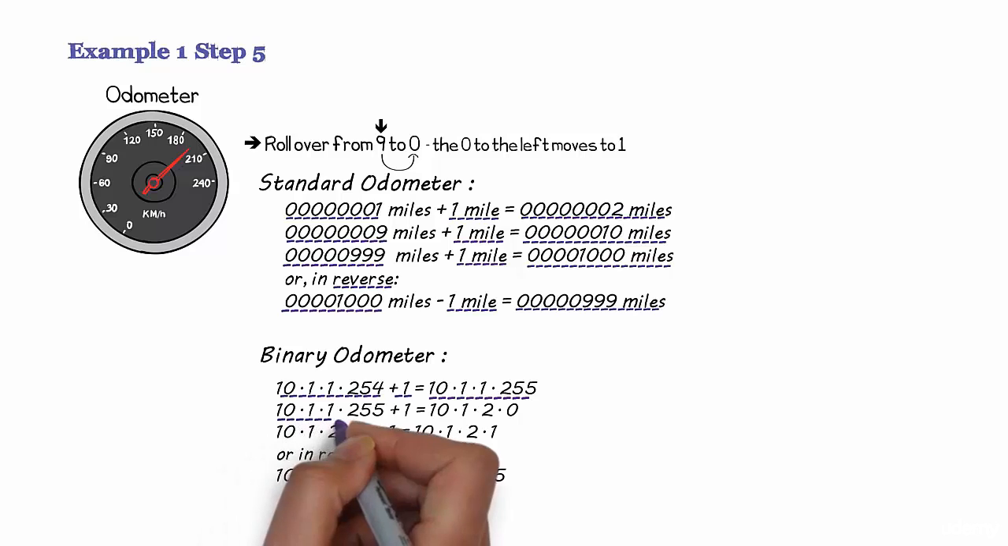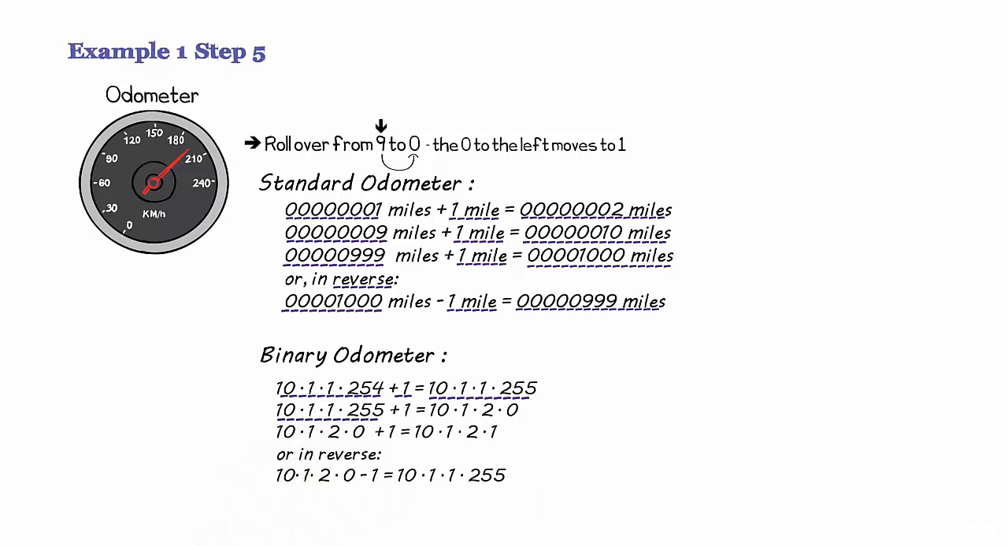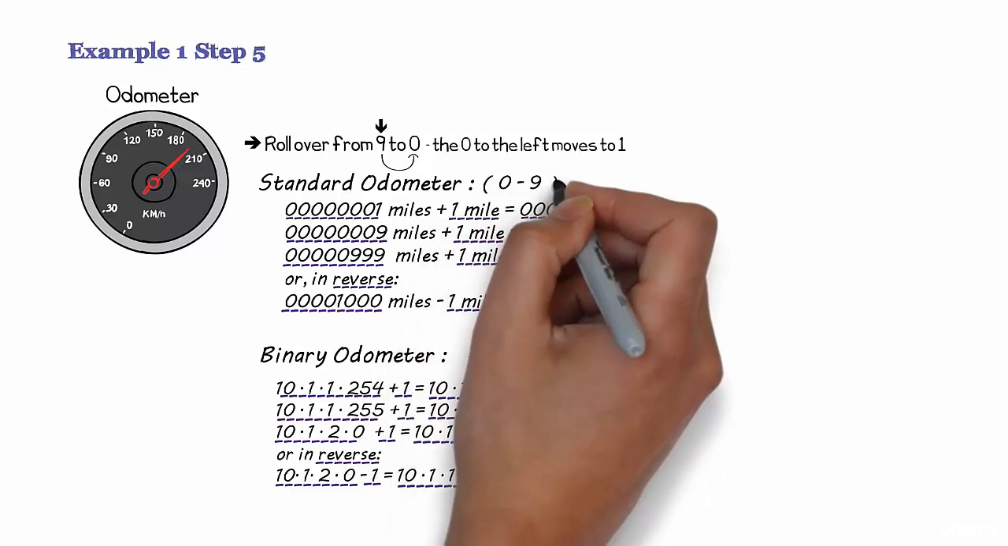However, if you had 10.1.1.255 and added 1 to that, you would now get 10.1.2.0 in a similar manner to a standard odometer in a car. 10.1.2.0 plus 1 would equate to 10.1.2.1. Or if we went in reverse, 10.1.2.0 less 1 would give you 10.1.1.255.